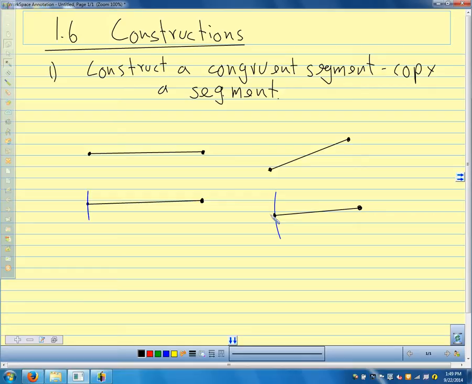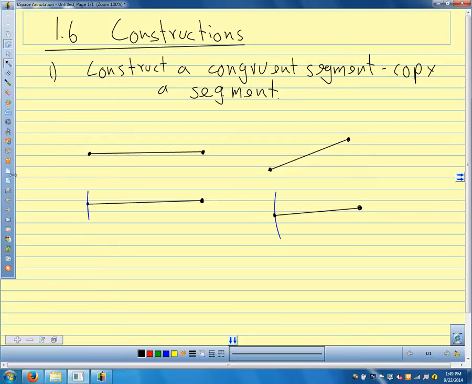So that's our first one, copy a segment or construct a congruent segment. And if you follow the steps that are listed on that sheet there, that will walk you through the same construction. All right, questions there? All right.